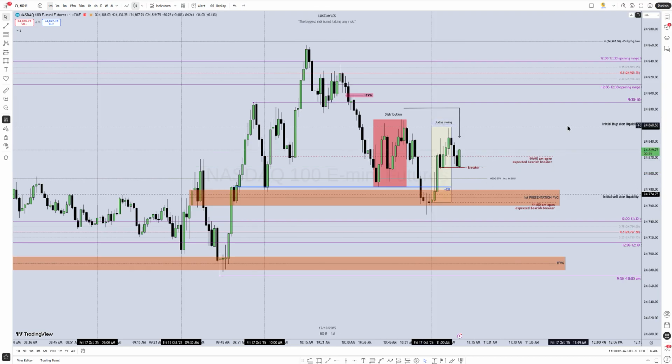It is my Judas swing. Optimal trade entry is going to be given to you right there. If you measure from that high, to fall to this is my expected breaker. So from that, falling lower. From that, falling lower. So now nothing happens at random.